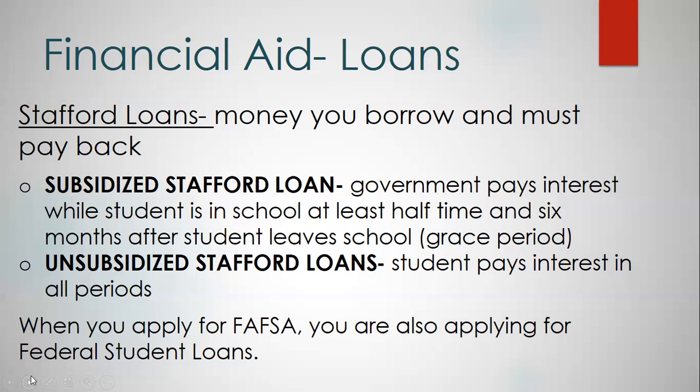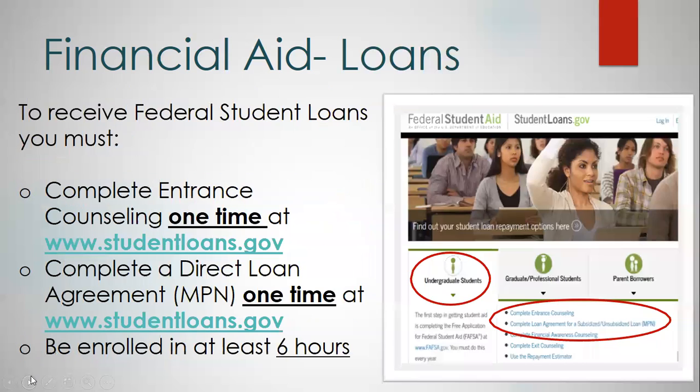When you apply for FAFSA, you're automatically applying for loans as well, but you do not have to accept them. If you choose to take out loans, you'll need to go to this website, studentloans.gov, and complete both entrance counseling and complete the loan agreement. You must complete both of those items before your aid can be dispersed, which means, just like the other grants or other documentation, this must be completed before you start classes.